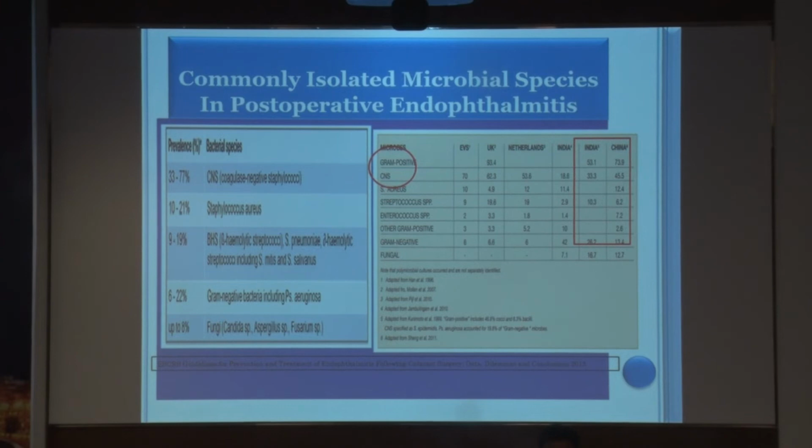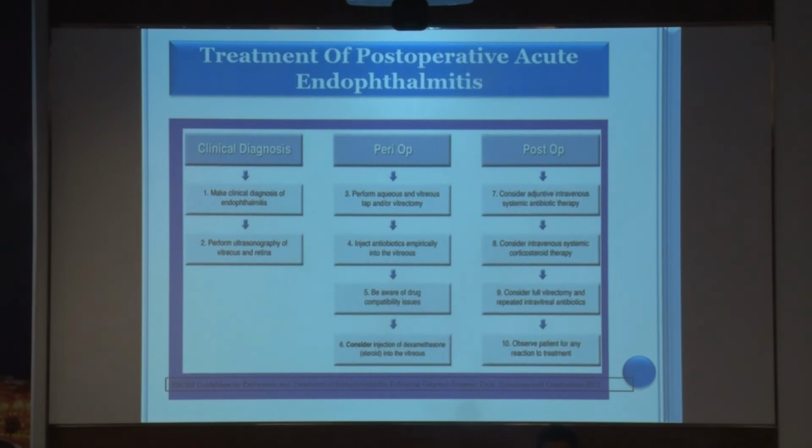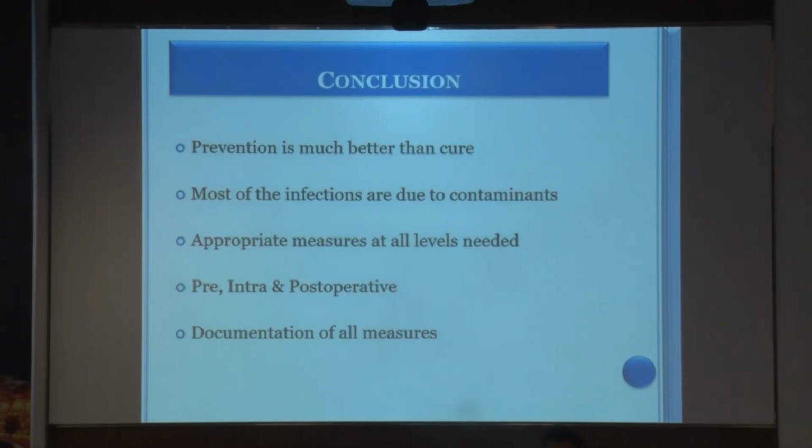There should be a dedicated OT and no makeshift OT. And as I said earlier, the commonly isolated microbe is coagulase negative staphylococcus, which is already there as a commensal in the cul-de-sac. And I won't go into post-op acute endophthalmitis, which was very nicely presented by Dr. Avninder.